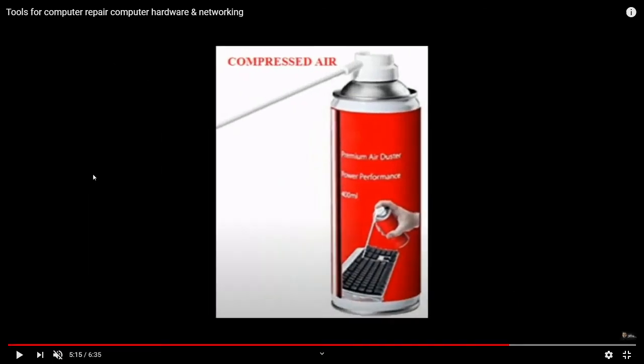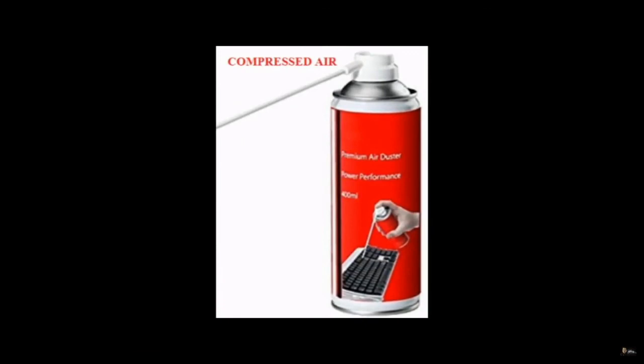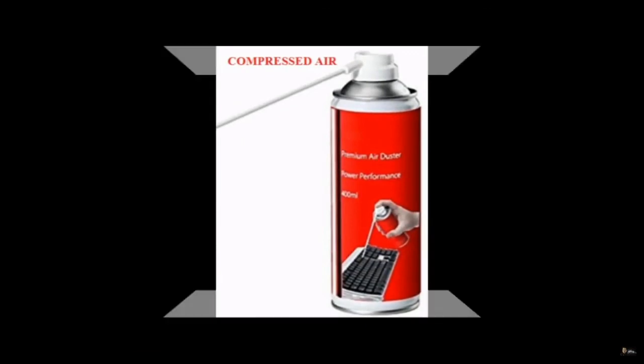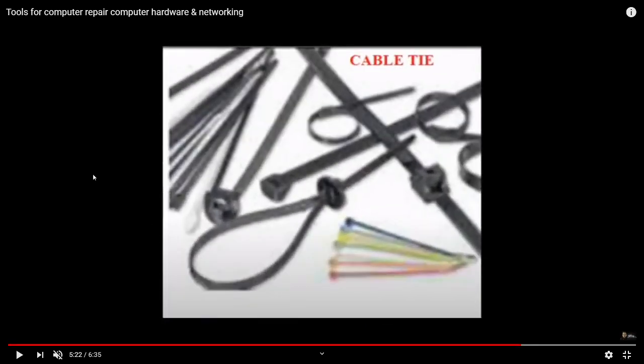Compressed air. Compressed air is an important medium for transfer of energy in industrial processes and it's used for power tools such as air hammers, drills, wrenches, and others. Cable tie. A cable tie is a type of fastener used for holding items together, most commonly electrical cables or wires.